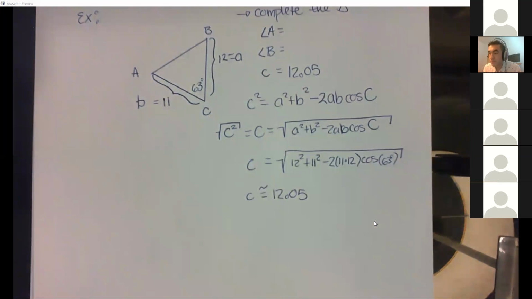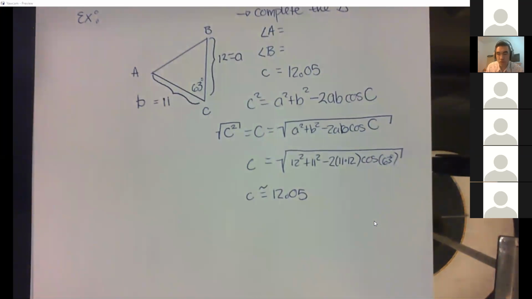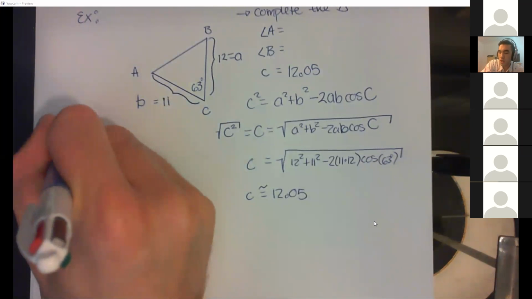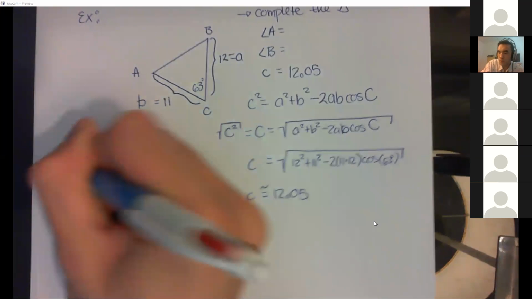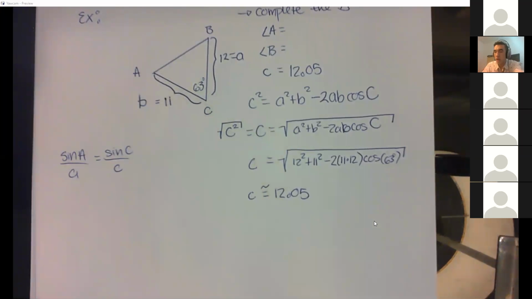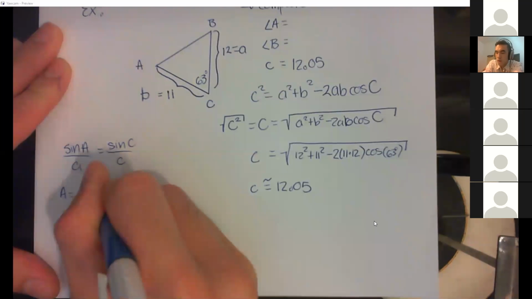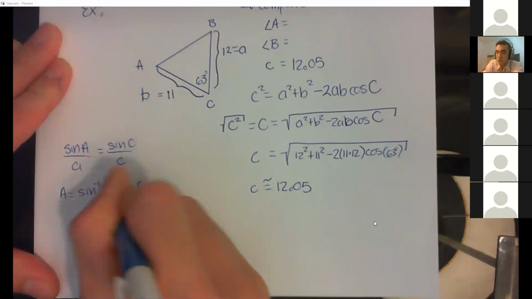A. Okay, we'll solve for angle A, and here's what's going to make that possible. Angle C and length C now both form a side-angle pair. I have that angle C is 63, and I have that length C is 12.05. Whenever that is the case, you may now use the law of sines. So that is to say, sine of A over a is equal to sine of C over c. Solve for angle A.